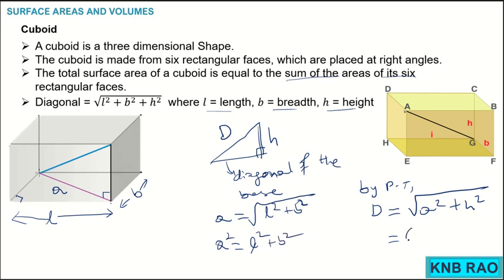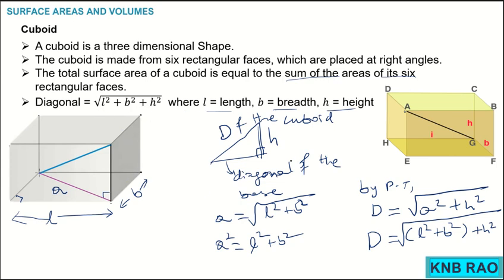I'll straight away submit that. Substitute there, L square plus B square plus H square under root will be the diagonal of the cuboid. So the diagonal of the cuboid is root under L square plus B square plus H square. That's how this is derived.